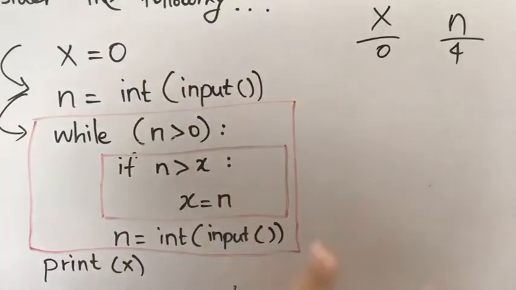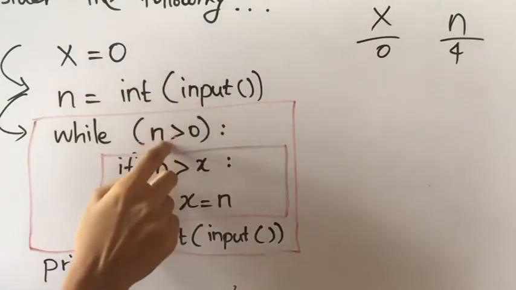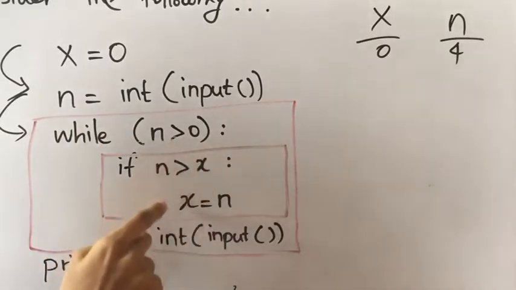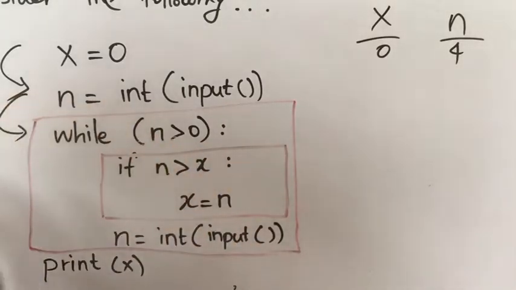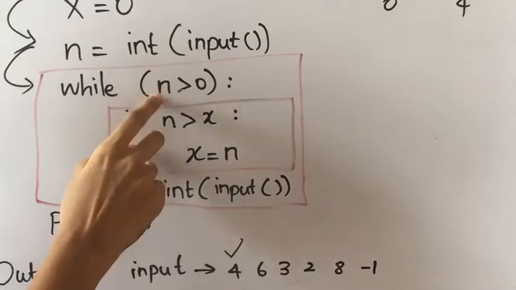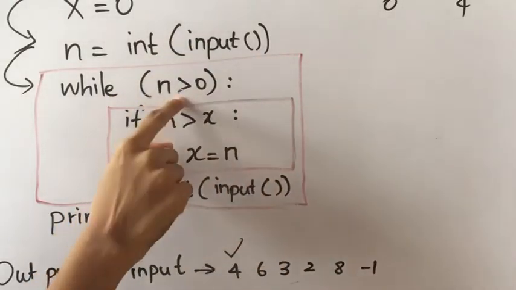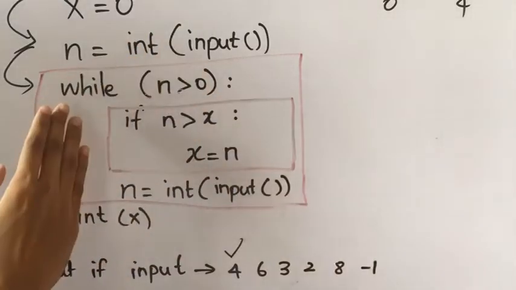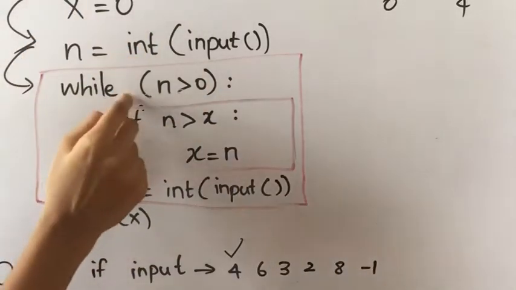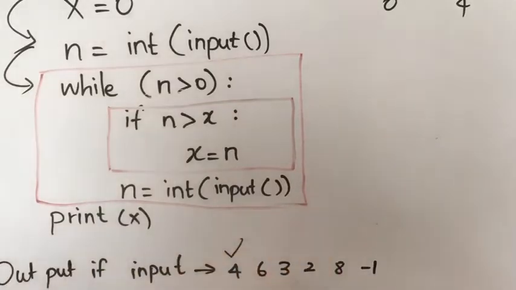Also, you can note when this loop is going to end. There is no break statement, right? So the only way is if n is less than 0. When n becomes less than 0, it will go out of the loop. So n is the input we are going to pass. We have 4, 6, 3, 2, 8 and minus 1. These values are greater than 0, and this is the only one less than 0. That means when we type this number, it is going to stop the loop.